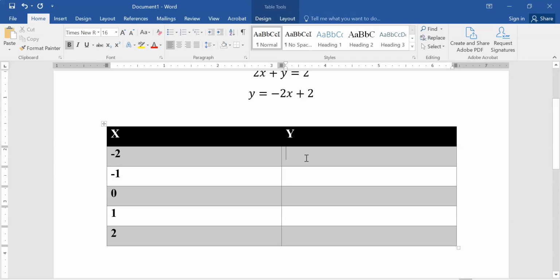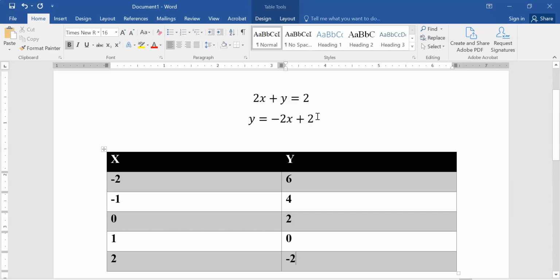So when you plug in an x of negative 2, it turns out y becomes 6. When you plug in an x of negative 1, negative 2 times negative 1 is a positive 2, plus 2 is 4. When you plug in 0 for x, you get 2 for y. When you plug in 1 for x, you get 0 for y. And when you plug in 2 for x, you end up with a negative 2 for your y value. So there it is: negative 2, 6; negative 1, 4; 0, 2; 1, 0; and 2, negative 2. Those are 5 points that satisfy this linear equation, which will be on our line of solutions.